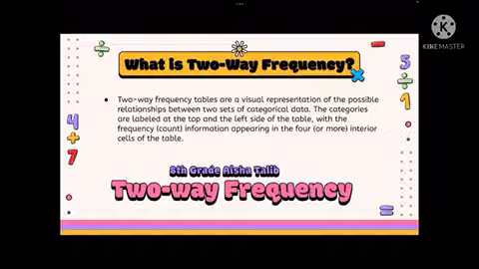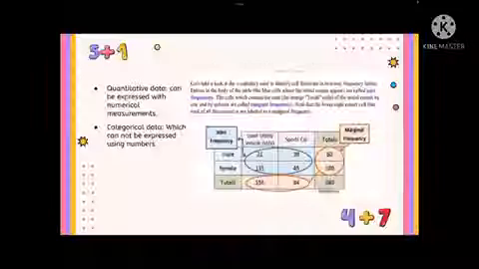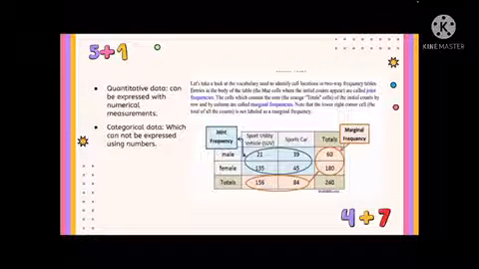Two-way frequency tables are a visual representation of the possible relationships between two sets of categorical data. The categories are labeled at the top and the left side of the table. Categorical data means data which cannot be expressed using numbers, such as colors. The opposite of categorical data is quantitative data. Quantitative data can be expressed using numbers, such as temperature, height, length, and even width.